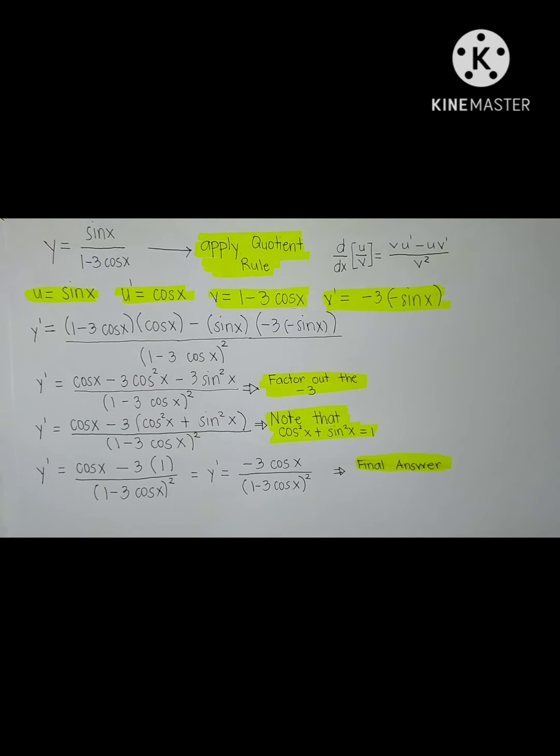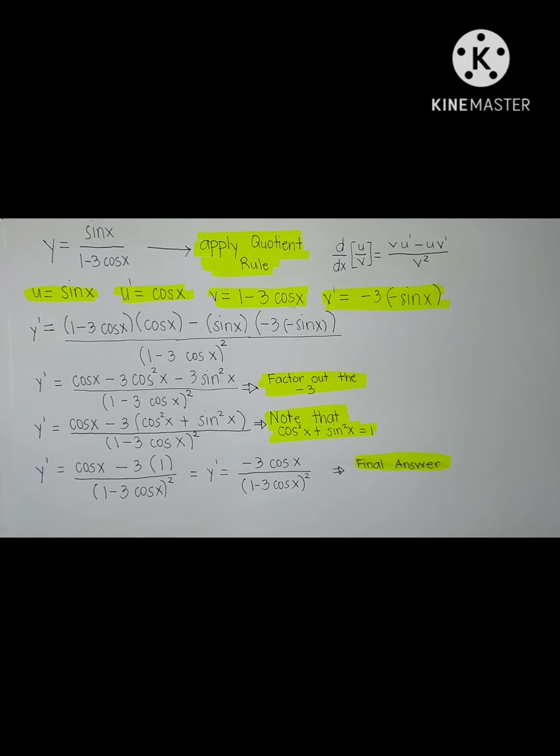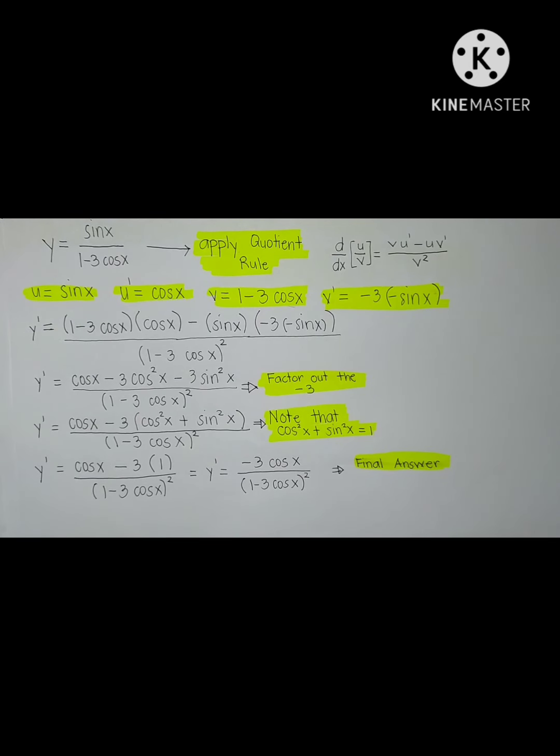The next step to do is to input this value to the equation. d over dx is equal to v times u prime minus u times v prime all over v squared. So, y prime is equals to v, which is 1 minus 3 cosine x, times u prime, which is cosine x, then subtract u, which is sine x, then multiply to v prime, which is negative 3 times negative sine x, and all over 1 minus 3 cosine x quantity squared.